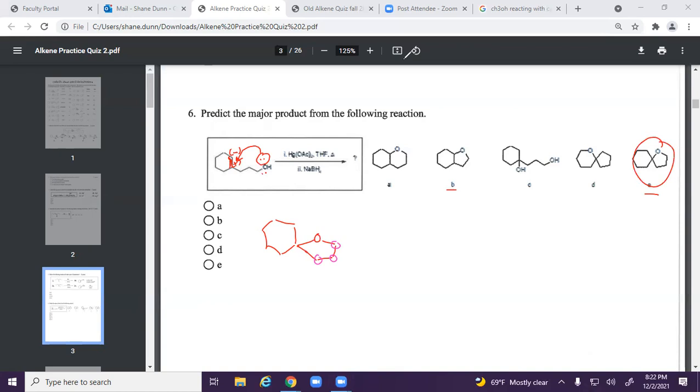So E is the answer because it's Markovnikov. D would be the answer if it was anti. If the positive charge was on this guy instead, right, the oxygen would form a bond here, and then make the cyclic structure. That's what would happen. So since this guy's Markovnikov, it forms E, not B.